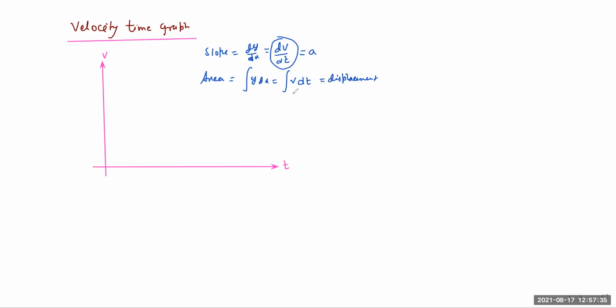Yes, that's correct. So the area is y dx, and that equals v dt, and v dt is called displacement. We can also write it as s. So now we can understand two things. S with the meaning of displacement, we write as the integral of v dt, and s in terms of distance, we write as the integral of mod v dt.